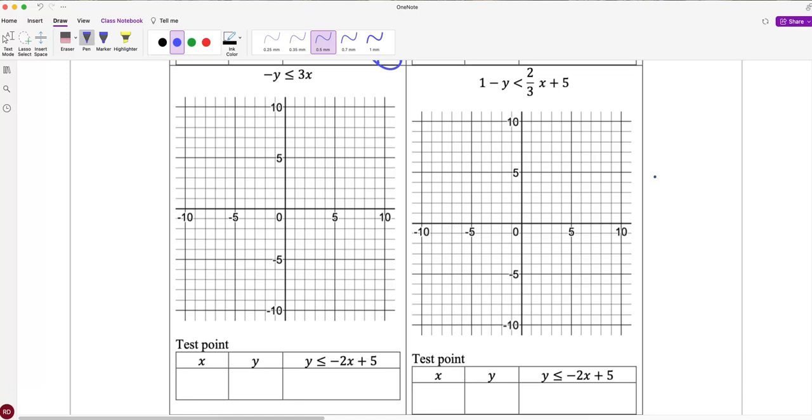Let's look at another example. Negative y is less than or equal to 3x. And then over here, I'm going to have negative y less than 2/3 x plus 5. Okay, so if I graph the line negative y equals 3x, that's the same as the line y equals negative 3x. So y equals negative 3x goes through the origin. The slope is negative 3.